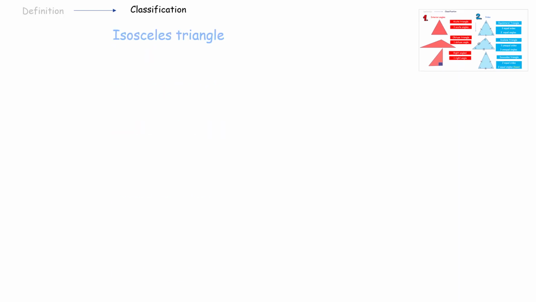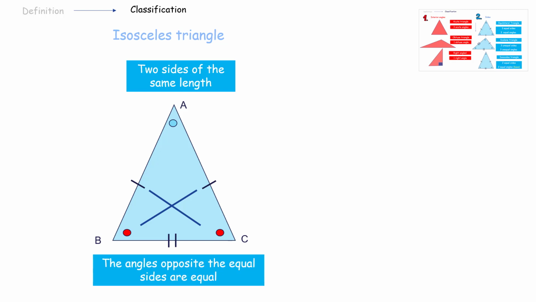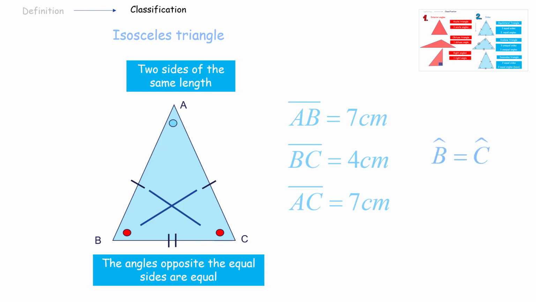An isosceles triangle. 2 sides of the same length. Now, if you want to get to know isosceles, say it fast. Isosceles, isosceles, isosceles. Note that the angles opposite those equal sides are always equal. So, for example, line segment AB is 7 centimeters, and BC is 4 centimeters, and AC is 7 centimeters. This means that angle B is equal to angle C.